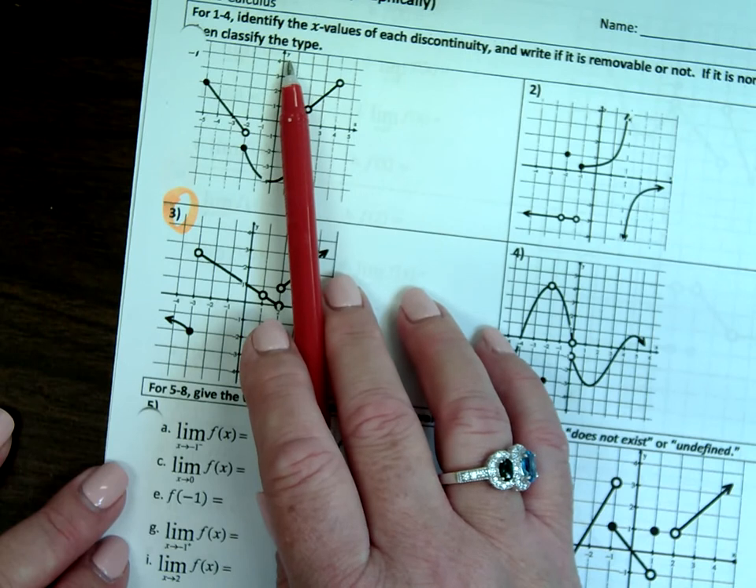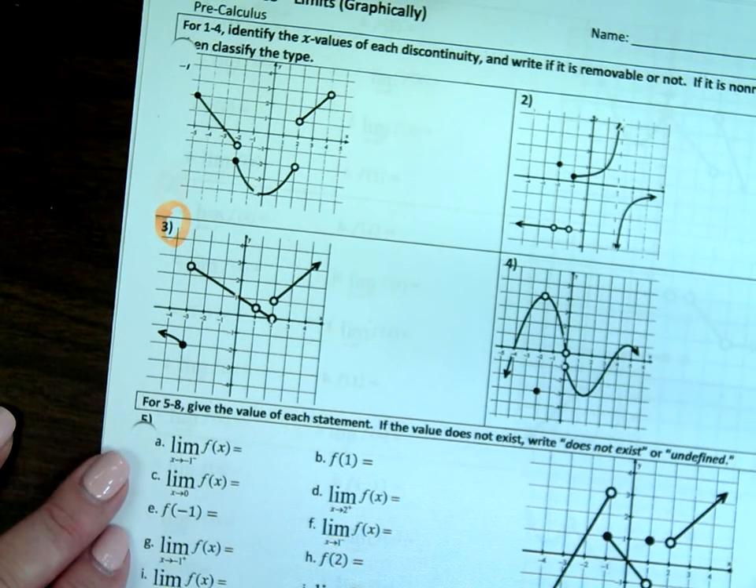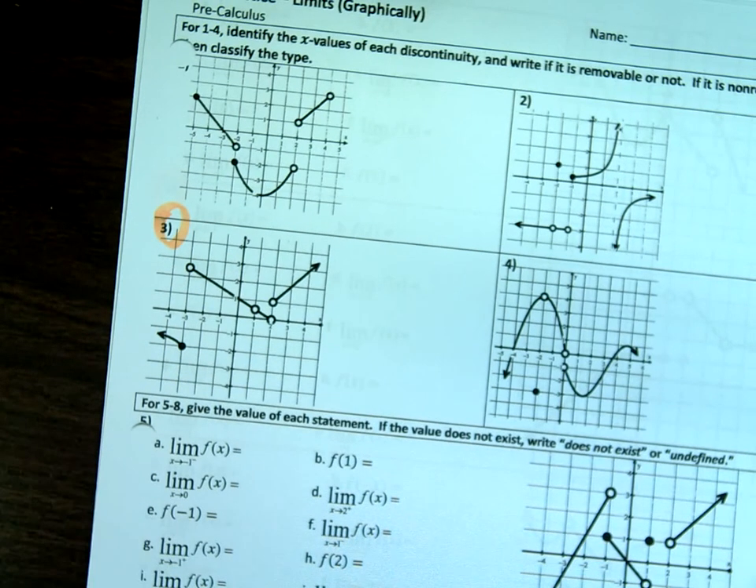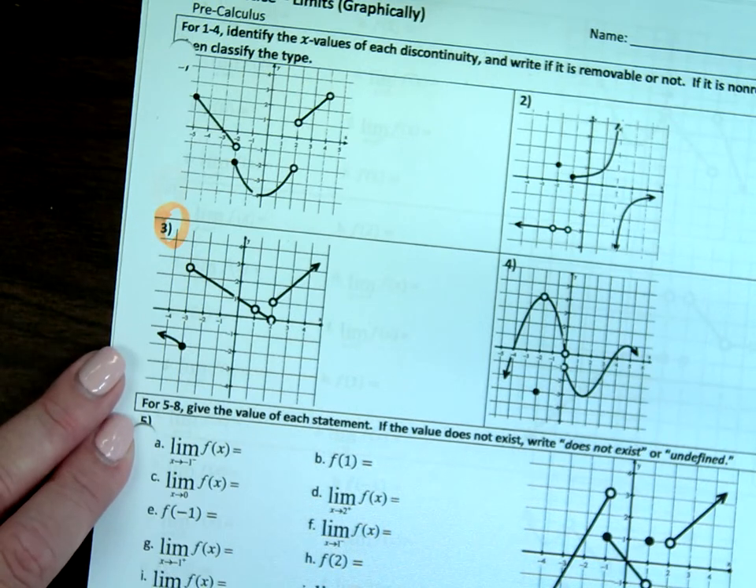So remember, we have 3 kinds of discontinuities. There's the one that's the hole. That's a removable discontinuity. There's the one where the graph goes to infinity. That's a non-removable infinite discontinuity. Or there is a jump in the graph, and that is non-removable as well. So it's called a jump discontinuity, and it's non-removable.